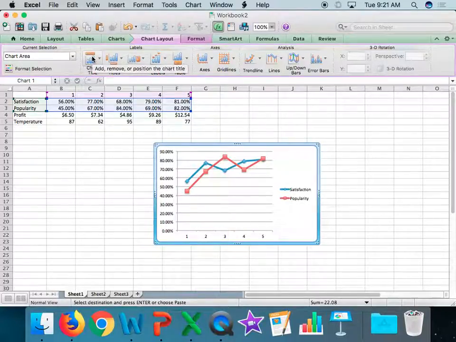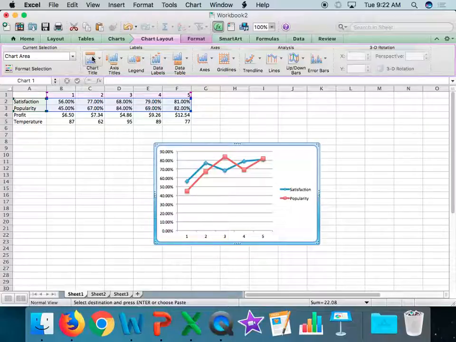Chart title. What's my chart title going to be for this graph? Satisfaction and popularity. Okay, satisfaction and popularity. We need to be more specific because it could be satisfaction and popularity of your parents with Good Shepherd School. Okay, that's not specific. You're on the right track. We need to be a little bit more specific though.